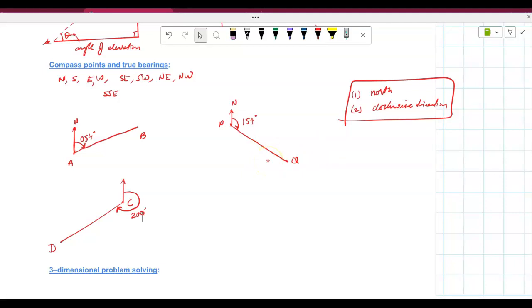It can also come this way. Bearing of S from R. So it will be this angle all the way. Let's say 314 degrees. So this is called true bearing. True means you're taking the angle with respect to north.